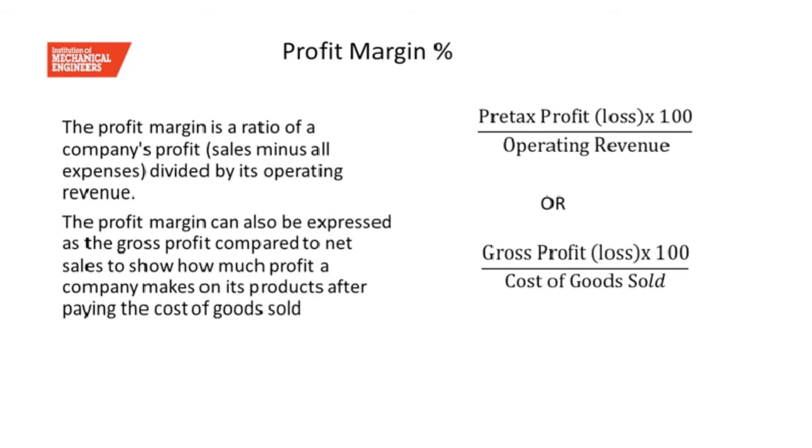But remember that the profit margin can also be expressed as the gross profit compared to net sales to show how much profit a company makes on its products after paying for the cost of goods sold. A good margin will vary considerably by industry, but generally a 10% profit margin is considered average, a 20% margin is considered high, and a 5% margin would be low. Remember, however, that gross profit margins need to be substantially higher, say in the region of 30% plus, as the fixed costs of the business have to be deducted before determining the net profit margin.